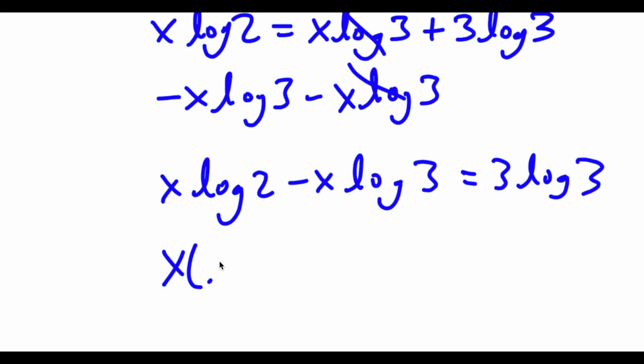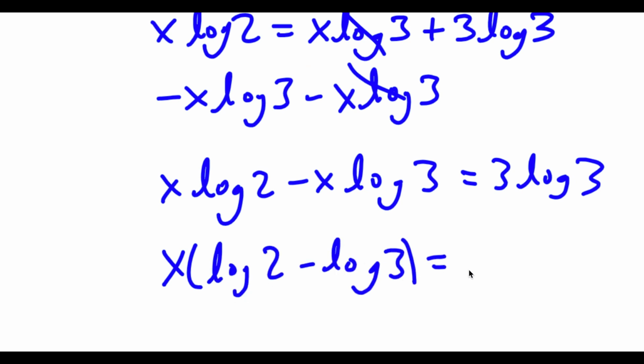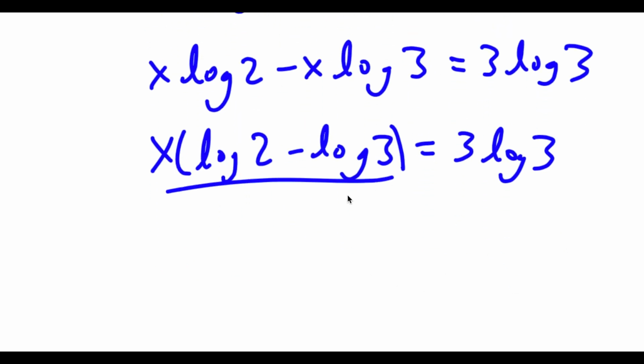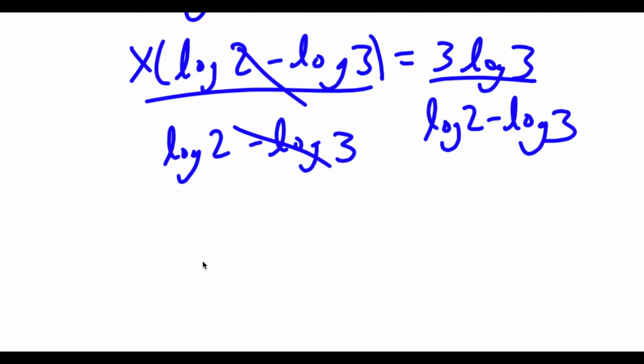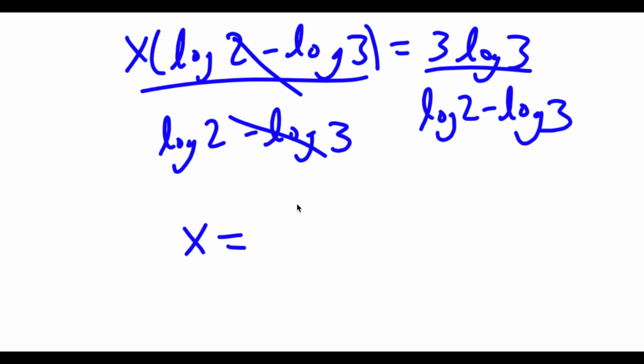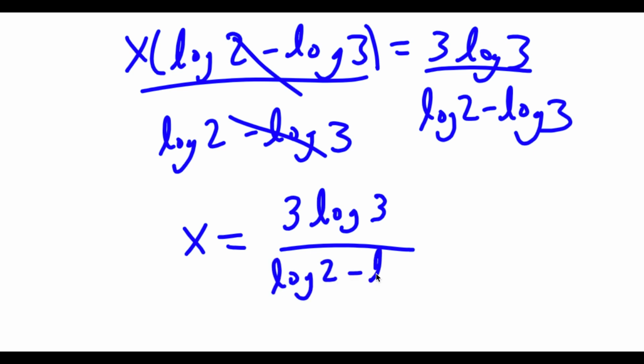Now if I factor out x, I get x times log 2 minus log 3 is equal to 3 log 3. Now I can divide both sides by log 2 minus log 3. So I get x is equal to 3 log 3 over log 2 minus log 3.